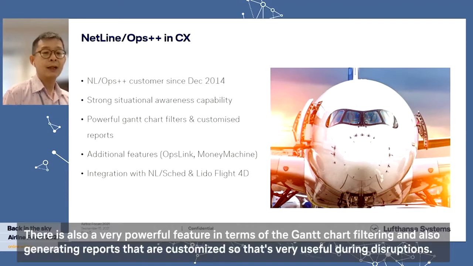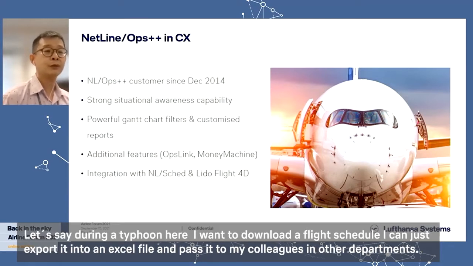There's also a very powerful feature in terms of the Gantt chart filtering, and also generating customized reports. That's very useful during disruptions. If I want to, say, during a typhoon here, download a flight schedule, I can just export it into an Excel file and pass it to my colleagues in other departments.